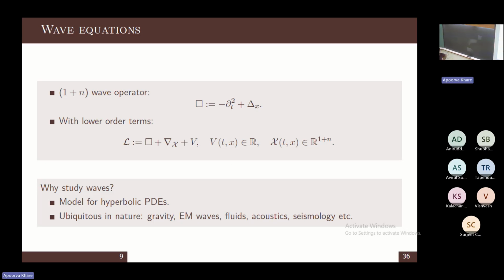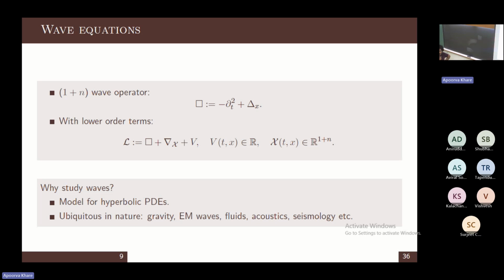The 1 plus n dimensional wave operator is given by this box, which is minus del t square plus Laplacian x. So this is just a convention thing. I think sometimes people use del t square minus Laplacian. Then everything in the rest of the talk will be adjoint with a minus sign, but for us we will be considering it as minus del t square plus Laplacian.